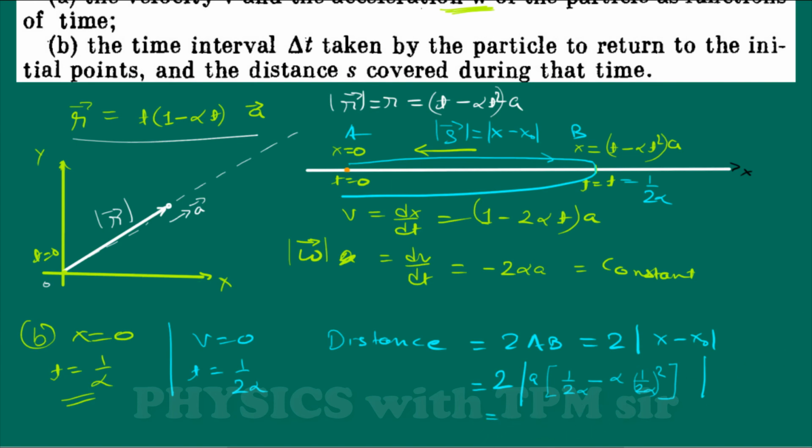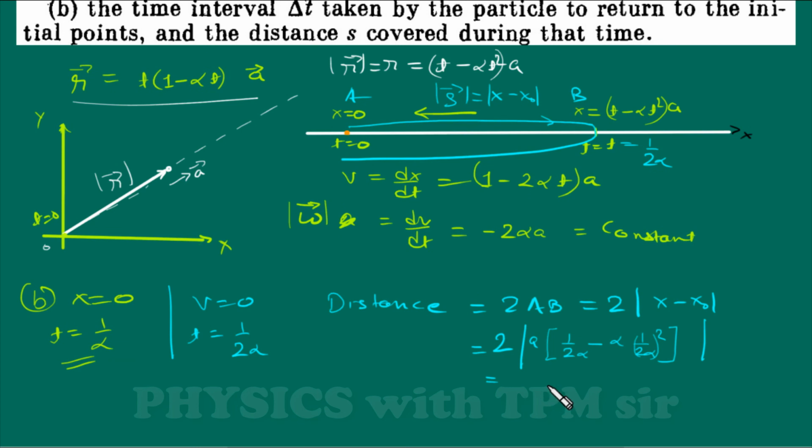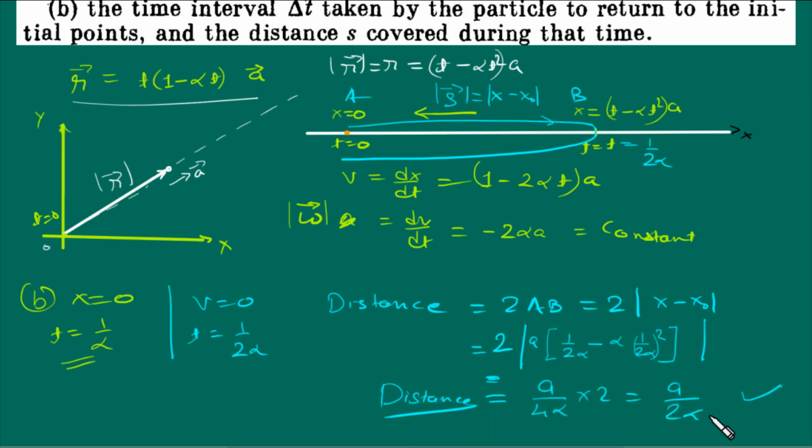I think the answer will be a upon 4 alpha. I think I am right. A upon 4 alpha, this is equal to the distance traveled. Sorry, into 2, so we will get a upon 2 alpha as the answer. So distance traveled will be 2 times this, while going and while returning. So this was a really simple question. We just have to understand the terminology and whatever the question is asking.